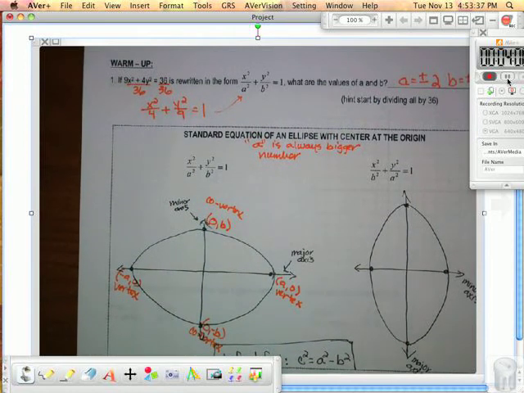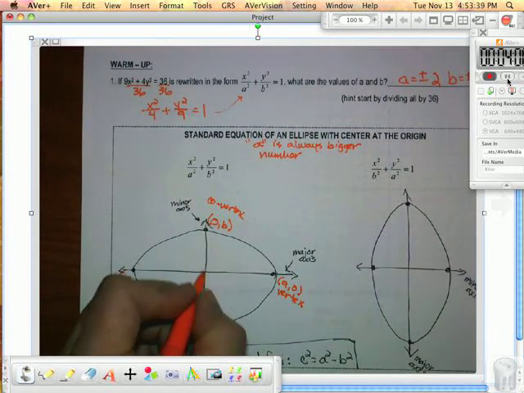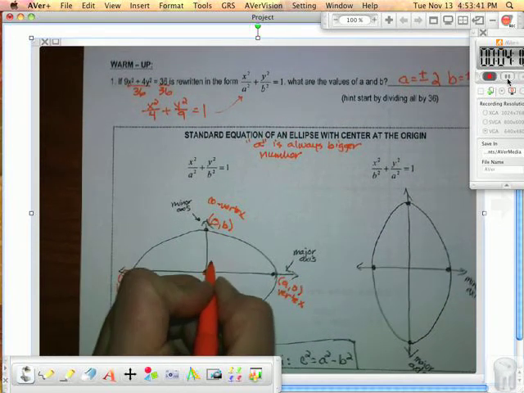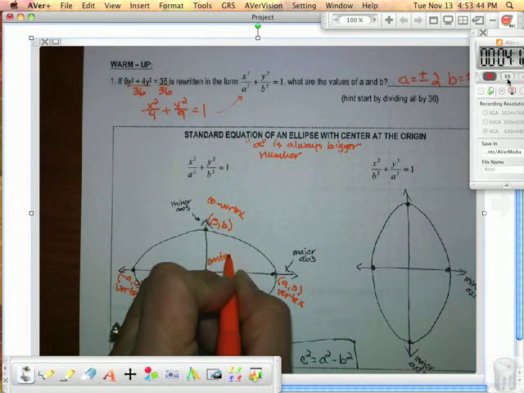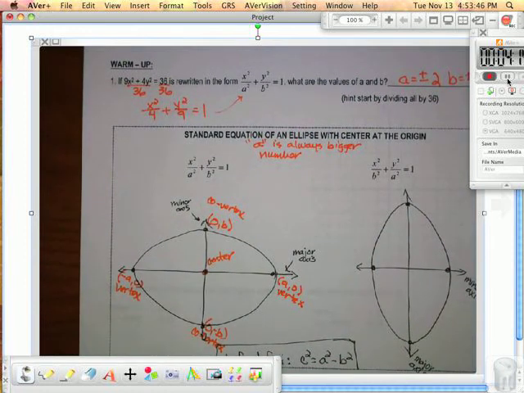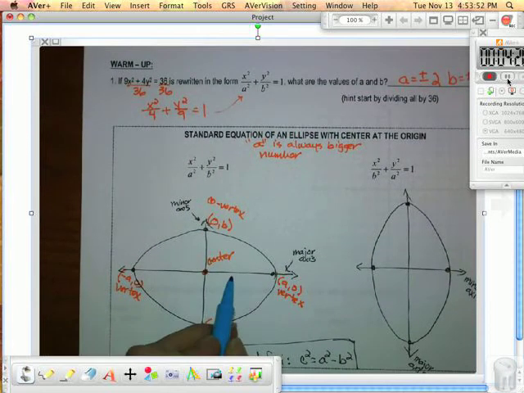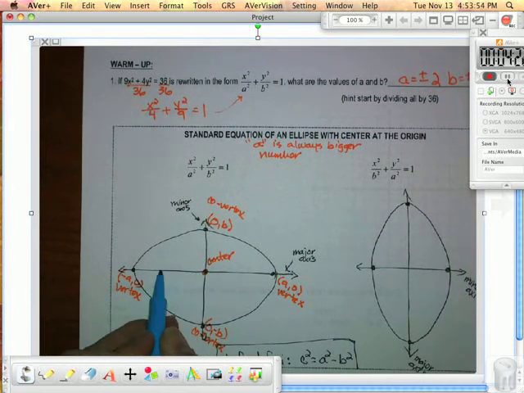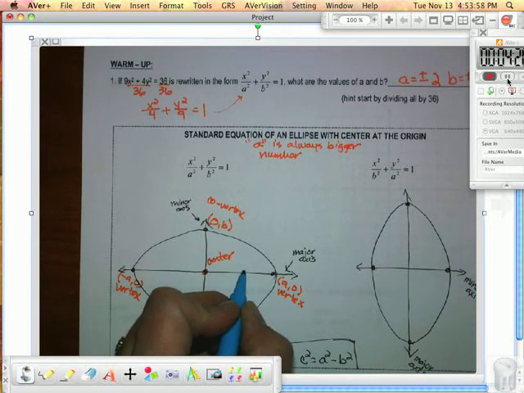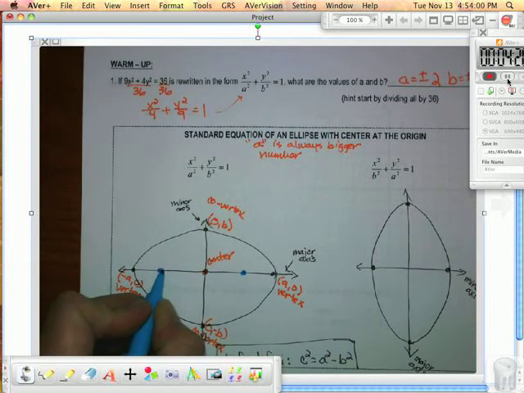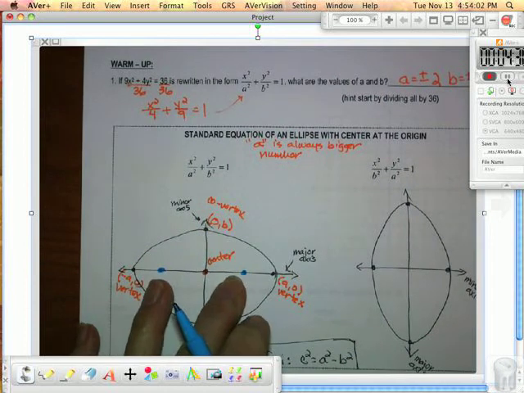The center is always going to be at the origin for these. The other component we have is what's called the focus. The focus is going to be two spots the same distance from the center somewhere along the major axis. So I'm just going to put a spot right here and right here, which are supposed to be the same distance apart. This is the focus.